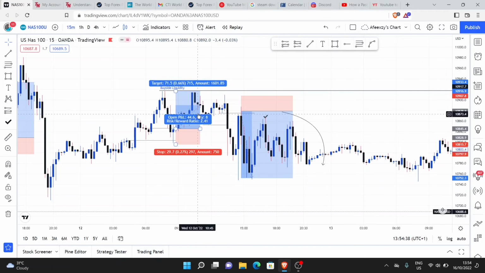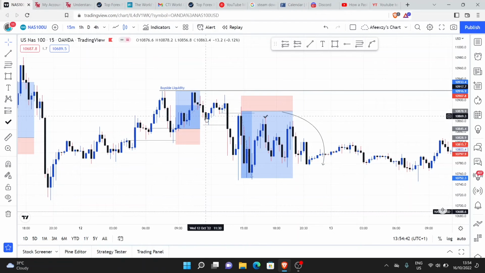Then I closed as it was coming down. I closed my trade around here, because I don't want a winner to turn into a loser, and that is a very bad way to approach the market, letting your winner turn into a loser. And the next trade was around here. You can see the market was plummeting down really aggressively.